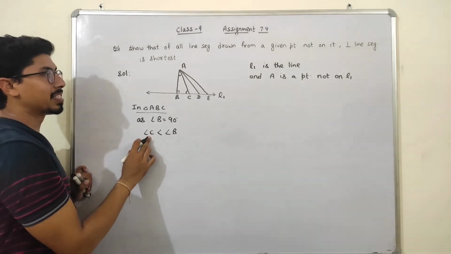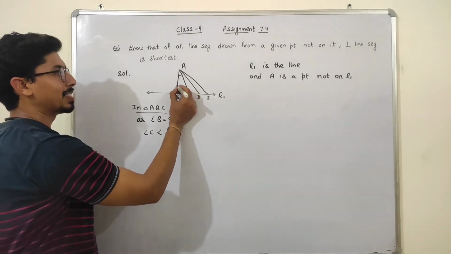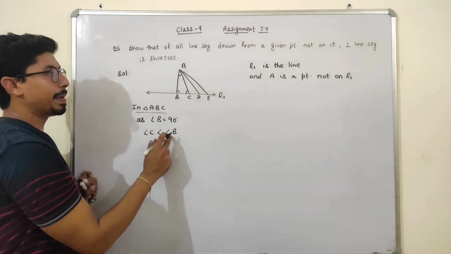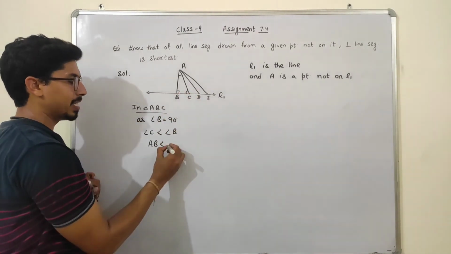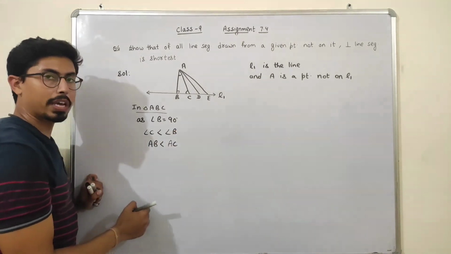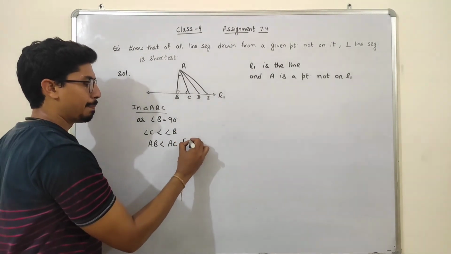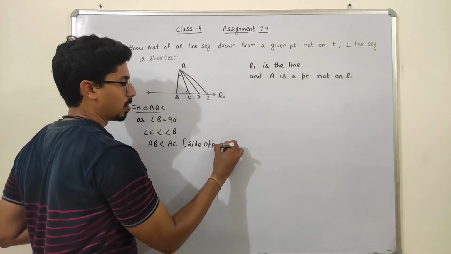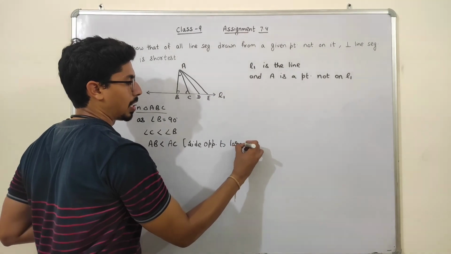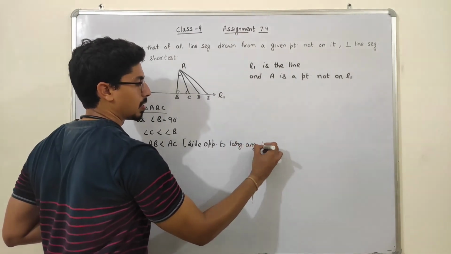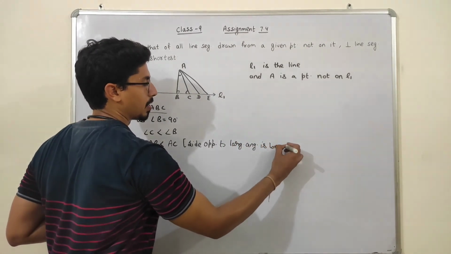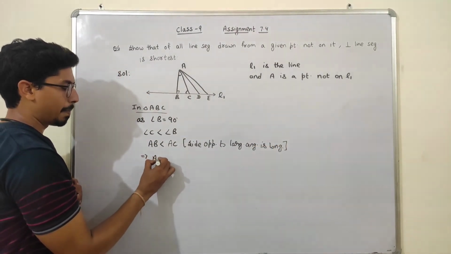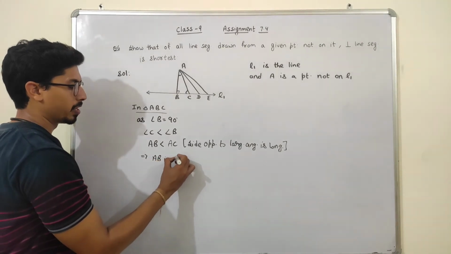So the side opposite to C is AB, which is smaller than the side opposite to B, which is AC. The reason is that the side opposite to the larger angle is longer. Therefore, this implies AB is shorter.